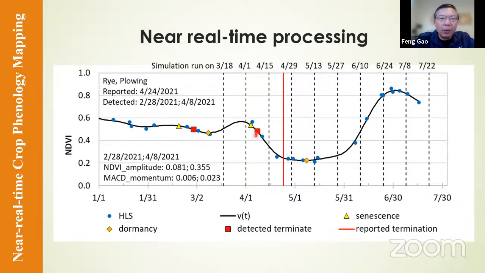And the vertical lines are the reported termination dates. We are a little bit different from here. I think the farmer probably reported the termination date when the field has no green left. They call that the termination date. We detect the first signal when it becomes less green. So I think both are probably reasonable. That depends on when they report.